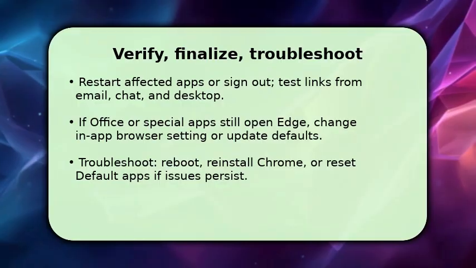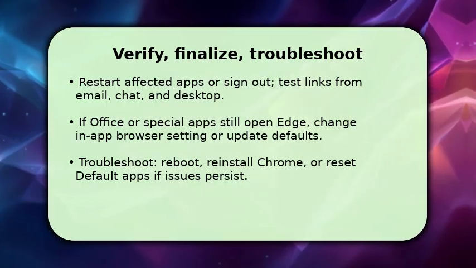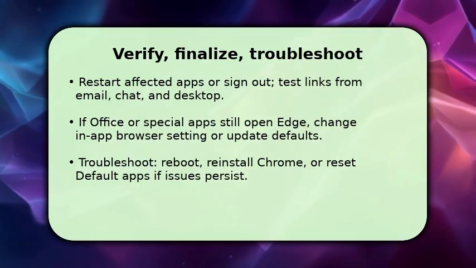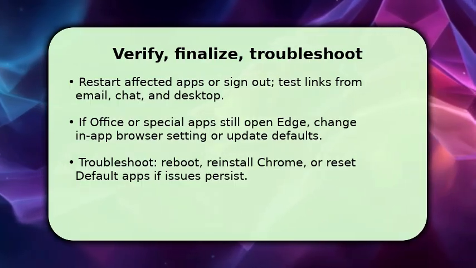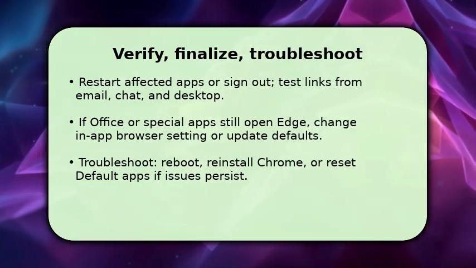to confirm Chrome opens. If certain apps like Office still route to Edge, open their settings and change the in-app browser or link behavior to use the system default. Some versions require explicit toggles. Once everything is set, reboot to apply system-wide changes.